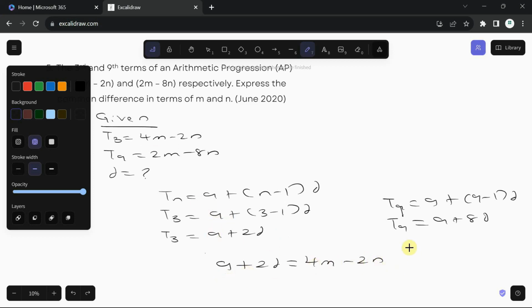And then our t9 is a plus 8d. So this a plus 8d is equal to 2m minus 8n. Most of these questions are very similar to what we've solved in the previous video leading to this particular WAEC question. So if you've not seen any of those videos, I encourage you once again to check the playlist and start from the beginning and watch it up to the particular point where we're talking about the WAEC past questions. So this is equation 1 and this is equation 2.